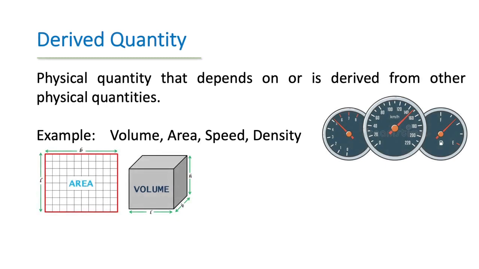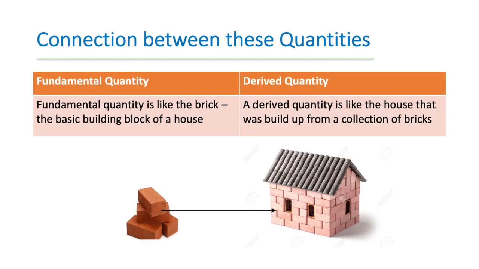Derived quantity: a physical quantity that depends on or is derived from other physical quantities. Examples: volume, area, speed, density. So what is the connection between these two quantities? The fundamental quantity is like a brick of a house. The derived quantity is the house. Here, the derived quantities are built upon the fundamental quantities.